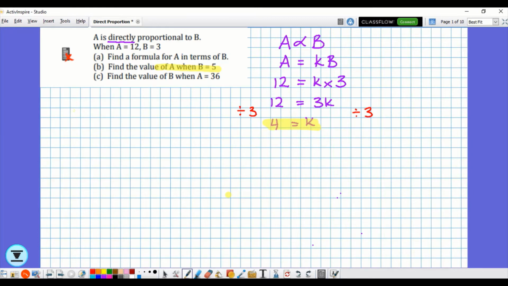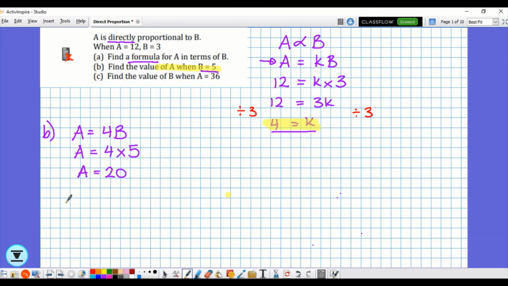So I know that my formula is this bit here. So I'm going to write this out again. So A is equal to K, which we know is 4, lots of B. So this is the formula that we're going to be using. Now we need to find the value of A when B is equal to 5. So we've got 4 times by B, which is 5. So just substituting that in, I know that A has to be 20. So that's for part B.